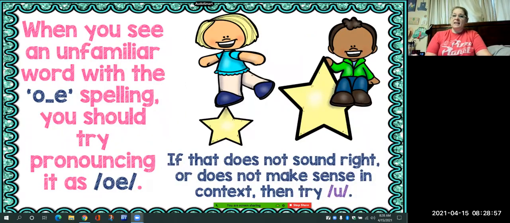So when you see an unfamiliar word with the O consonant E spelling, you should try first to pronounce it as O, because that's the most common way to sound the O consonant E spelling. But if that doesn't sound right or it doesn't make sense in the story or the sentence, then try it with the sound.